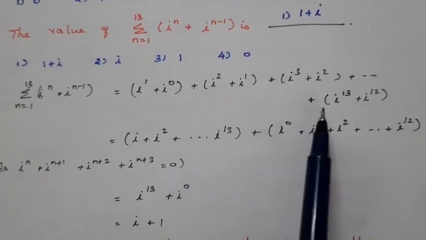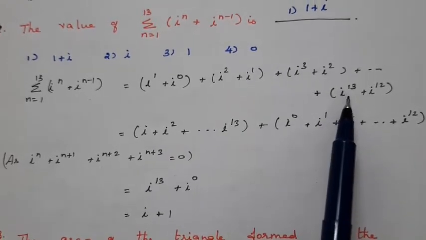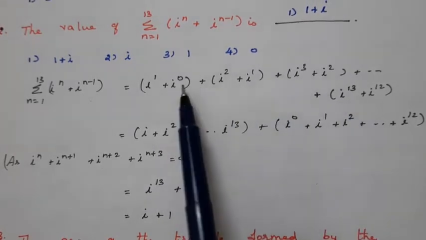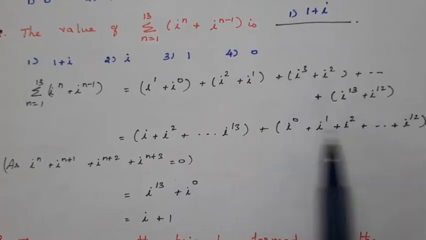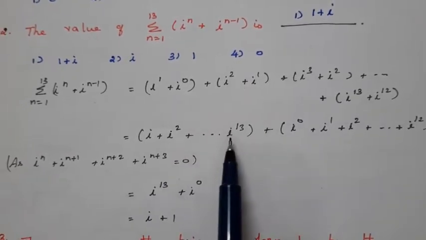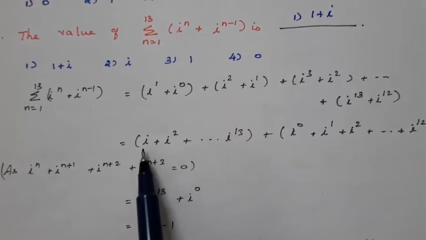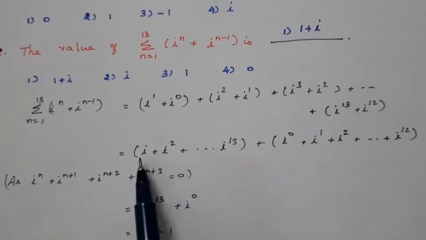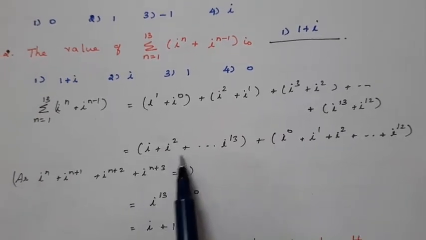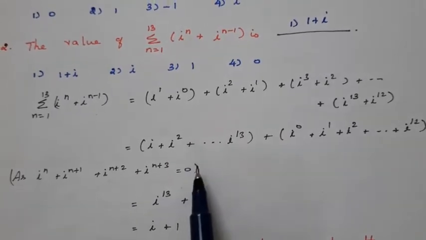Grouping the first terms, we have i^1 + i^2 + i^3 + etc. up to i^13. And here this is i^0 + i^1 + i^2 etc. up to i^12. Again, here 13 terms are there. So leaving i^13, let us group from i to i^12 in 4s, so that the sum of the terms will be 0.